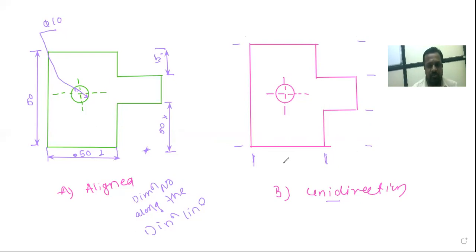Am I audible? Yes, sir. Please tell me how to show the dimension with the help of this unidirectional system. What is the condition for this dimension line?